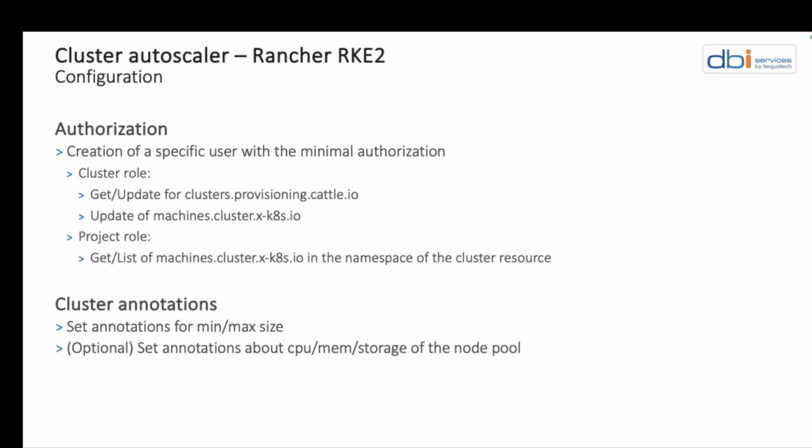After we set up the authorizations, we will set up the cluster annotations, to specify in the cluster which node group should be scaled up and scaled down. So we specify the minimum and maximum size of the node group. And optionally, you can set annotations about the CPU, the memory, and the storage of the node pool if you want to scale up or scale down to 0.